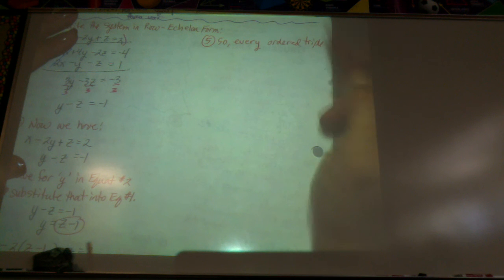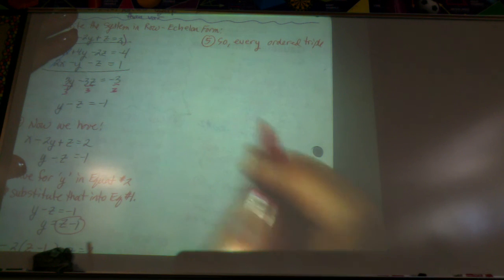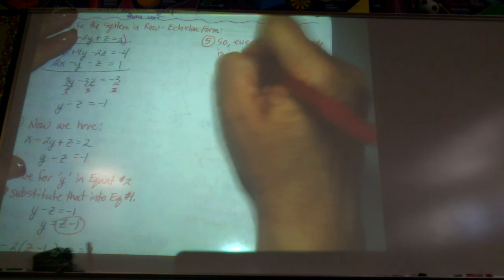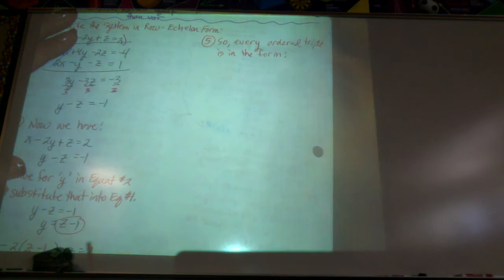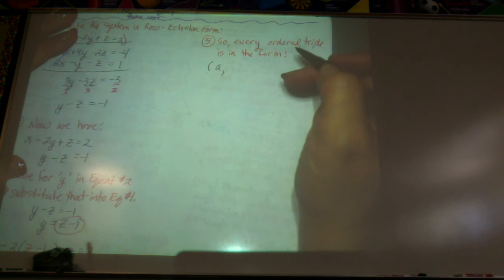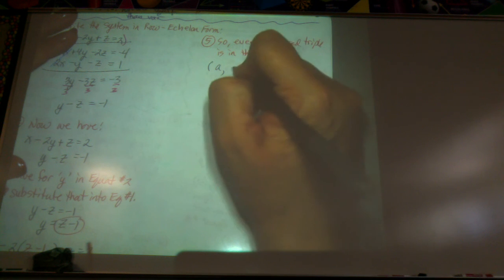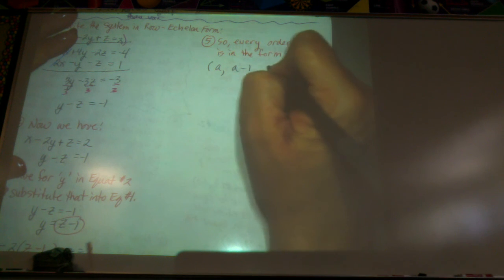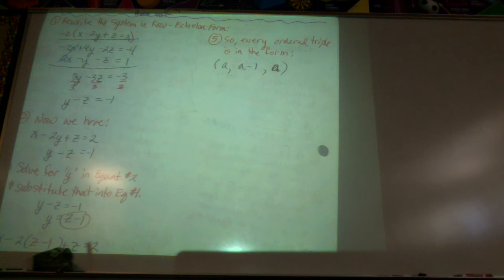So every ordered triple, now I lost my train of thought. Every ordered triple is in the form, so if x is a, we have a, comma. If y is a minus 1, then y would be a minus 1, comma. And then z is a, right? A minus 1, a. Every ordered triple for this system has to be in that pattern. So then you have to come up with several solutions. They might tell you let a equal 1, 2, 3, whatever. It could be a negative number too. Typically, you're going to choose 1, 2, and 3 if they don't tell you.